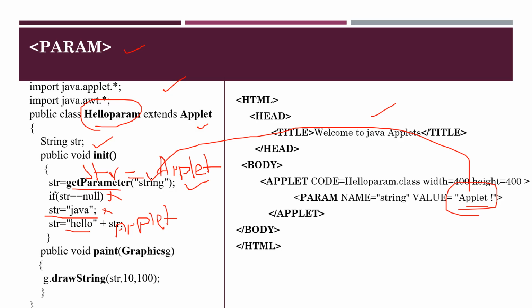Now in the paint method, the output of this program is hello applet. In case the value is not passed by using the param tag, then the string value is null, and str is set to Java. Then the output of the program is hello Java if the value is not passed. But in our program, the value is passed, so the output of this program is hello applet.